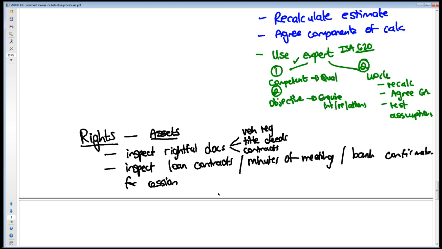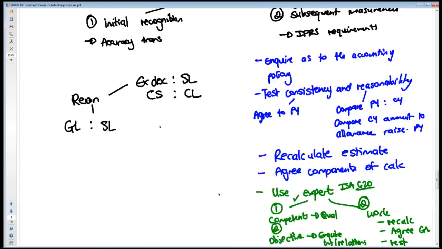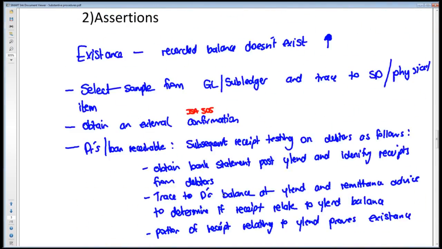Presentation and disclosure, guys, same thing here. Go and inspect the financial statements that it's been correctly presented and disclosed. So standard procedure, presentation, and disclosure. You can go and copy it from your class of transaction assertion. So guys, that's what you're going to do for a balance.